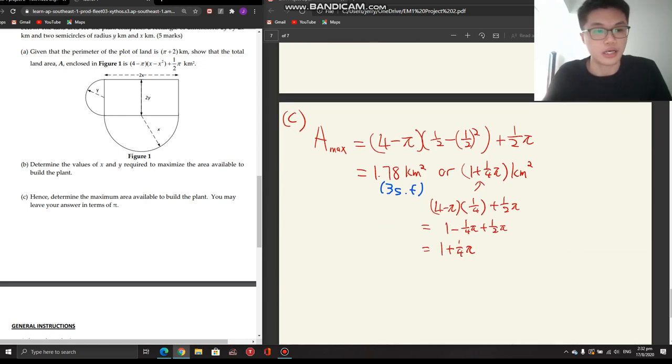For part C: hence determine the maximum area available to build the plant. You may leave your answer in terms of pi. With this expression, I can substitute x equals half. By substituting it, I find 1.378 kilometers squared in 3 significant figures for the final answer, or to leave it in terms of pi, I can put it as (1 plus 1 over 4 pi) kilometers squared. Thank you.